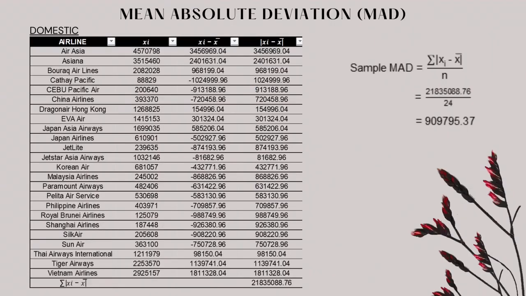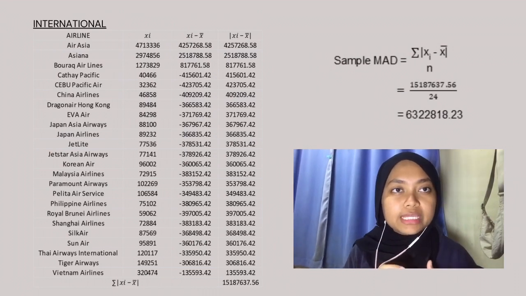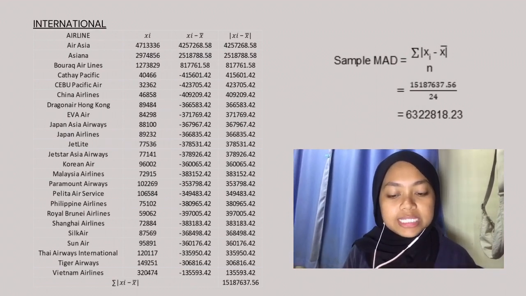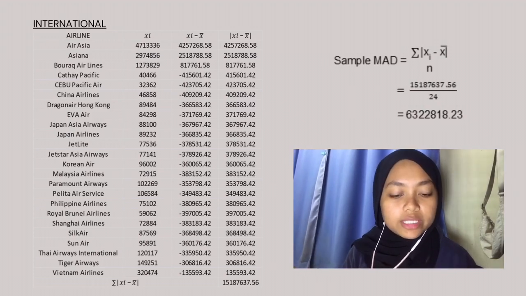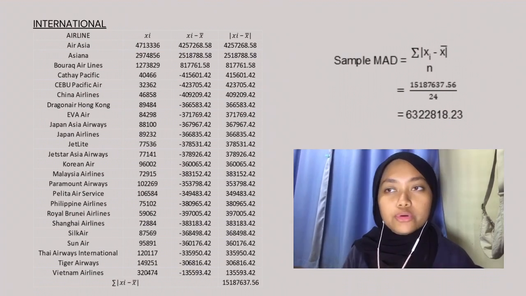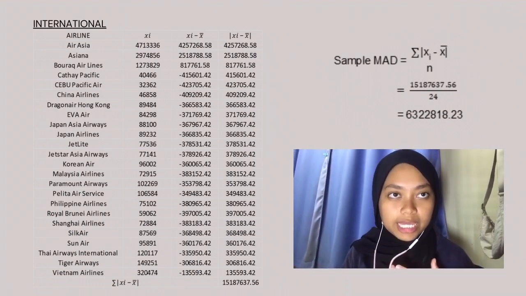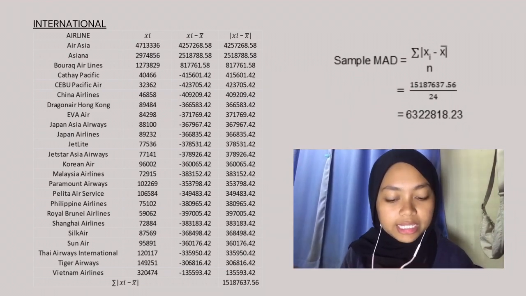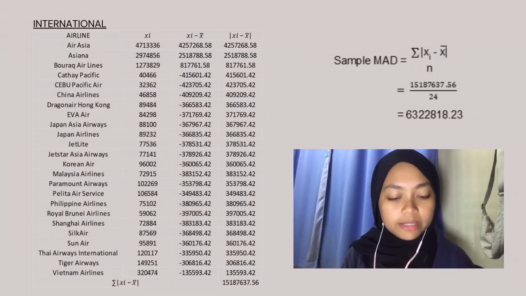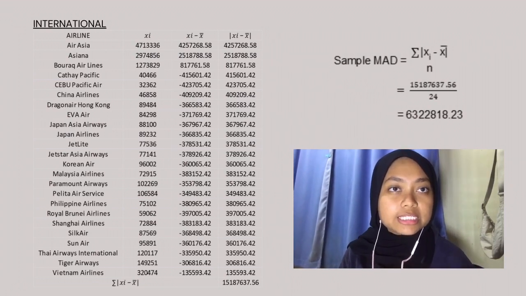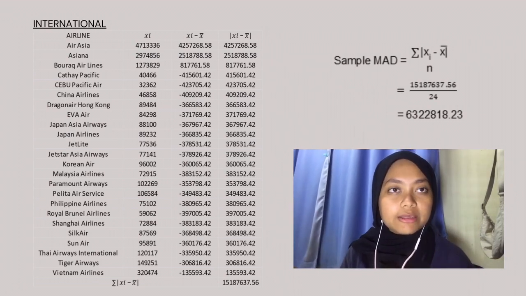Okay, so for the next part we need to find the mean absolute deviation. In order to get the mean absolute deviation, we need the summation of each data point subtracted by the sample mean, in absolute value, and then we divide it by n, which represents the size of the sample. As we calculate, we get the answer for domestic airline is 909,795.37, and the international airline is 622,818.23. From this data, we can conclude that the international airline has the highest mean absolute deviation compared to the domestic airline.